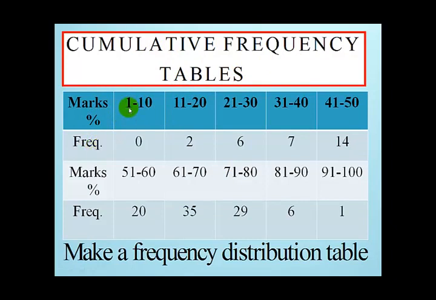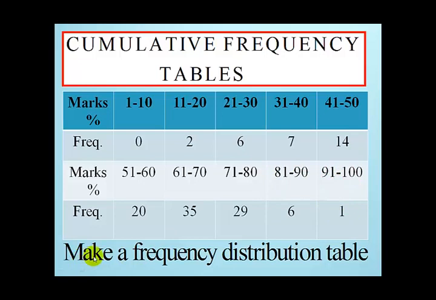Now considering the table given, we have max in percentage against the frequency. So 1 to 10 is 0. Those who had from 11 to 20 is 2. 21 to 30 is 6. 7 people had 31 to 40. 14 had 41 to 50. 20 had 51 to 60. 35 had 61 to 70. 29 had 71 to 80. 6 had 81 to 90. And 1 person had 91 to 100.